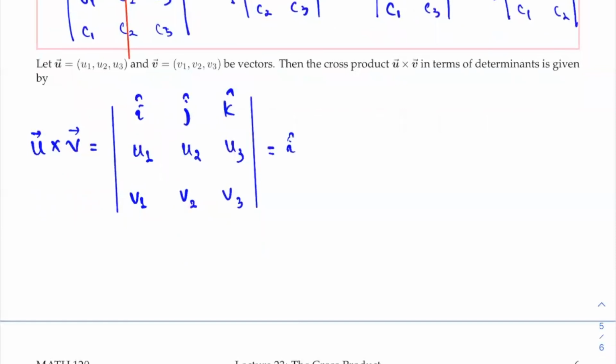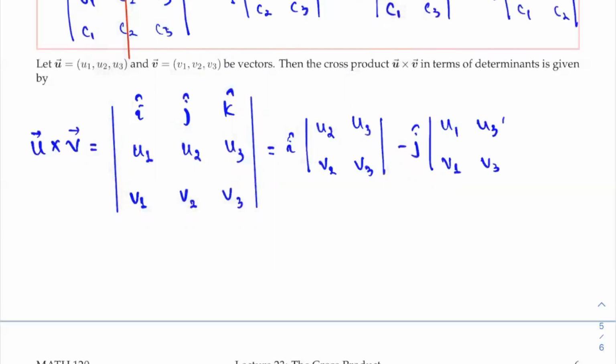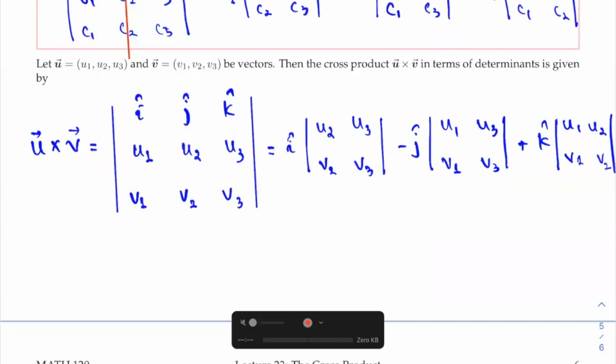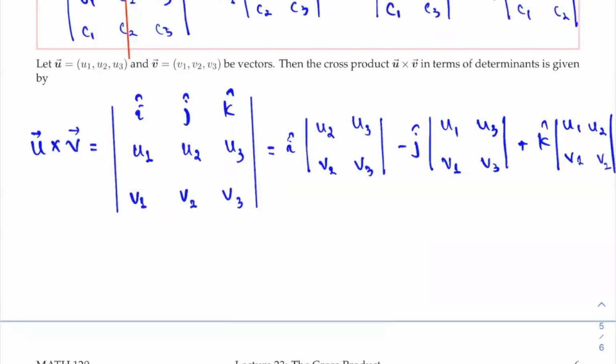The first part is i multiplied with, when you choose i, remove the corresponding column and row, and you're left with the determinant of U2, U3, V2, V3. For the second component, you do negative j multiplied with the determinant of U1, U3, V1, V3, and then plus k hat times the determinant of U1, U2, V1, V2. So we're going to apply this technique to some examples.